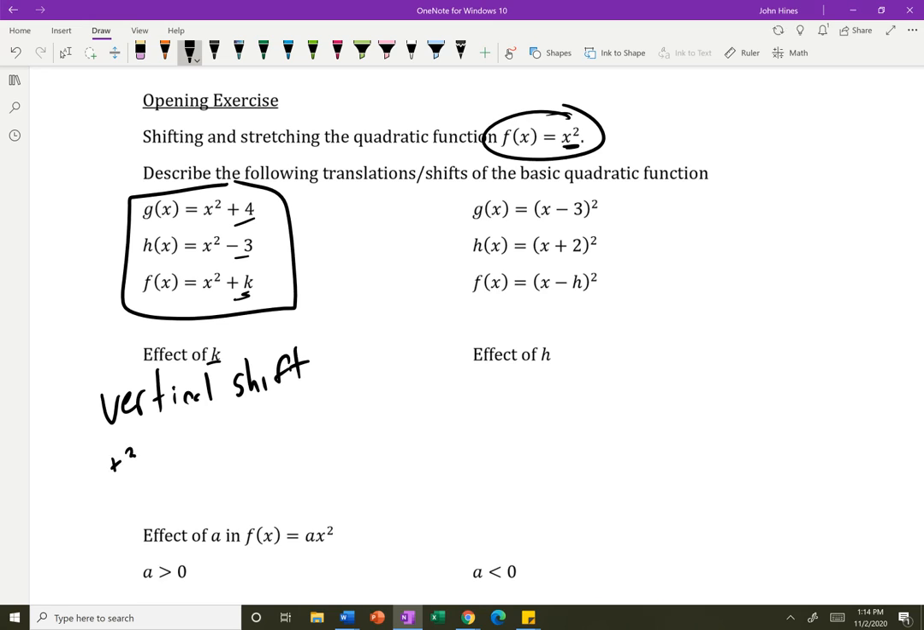It's normal. So if you see a plus 3 at the end, that's up 3. If I see a minus 4, that's down 4.